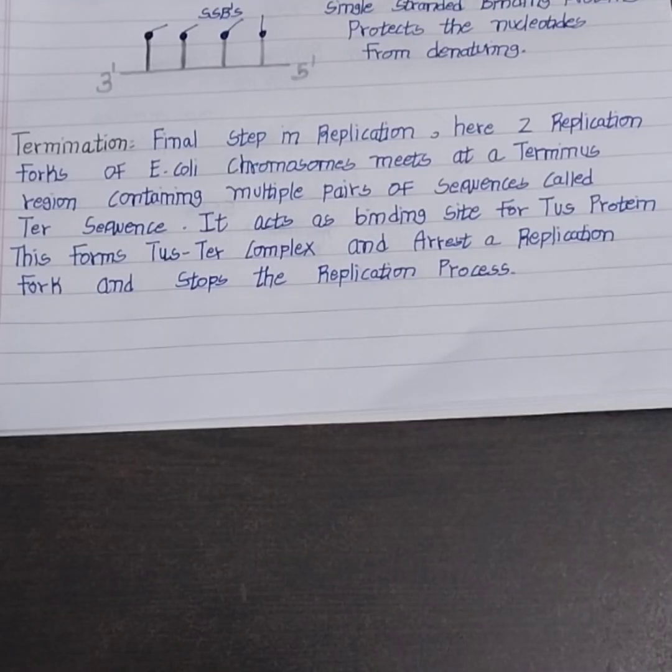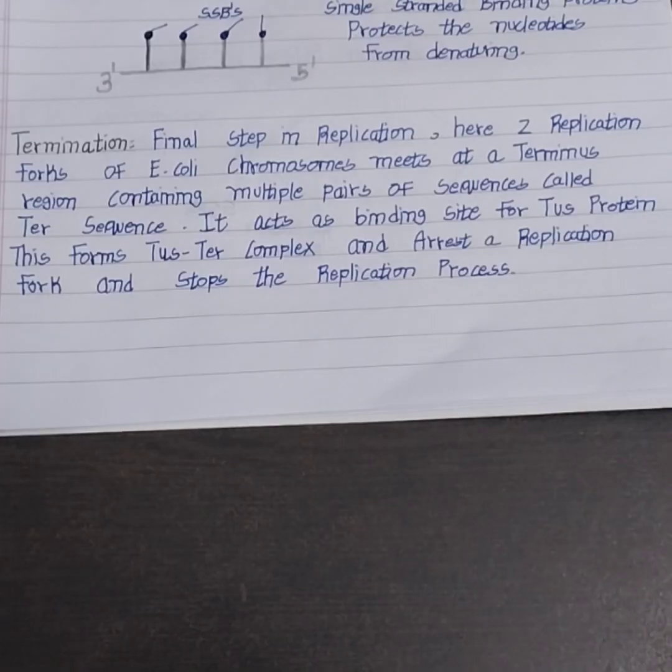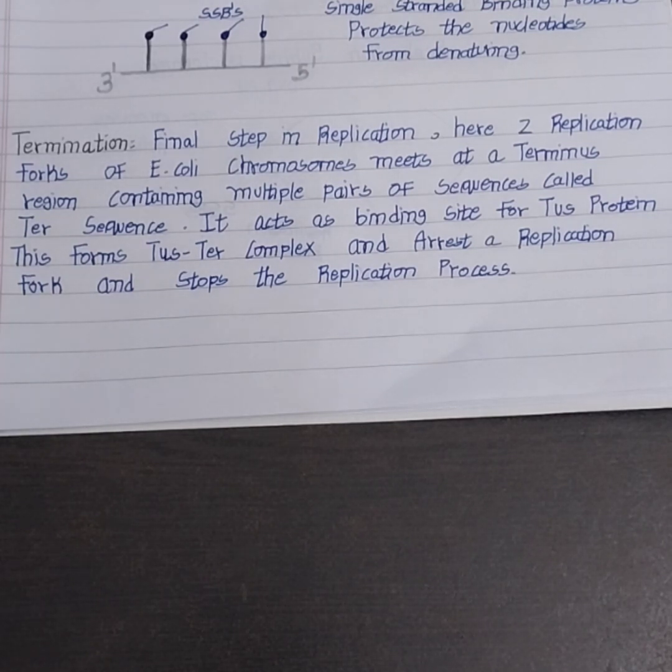Now the last step of DNA replication is termination. It is the final step in replication. Here the two replication forks of the E. coli chromosome meet at a terminus region containing multiple copies of a sequence called the TER sequence. There are two important things in this: the TER sequence and the TUS proteins. TUS are the proteins and TER is a sequence on the DNA.